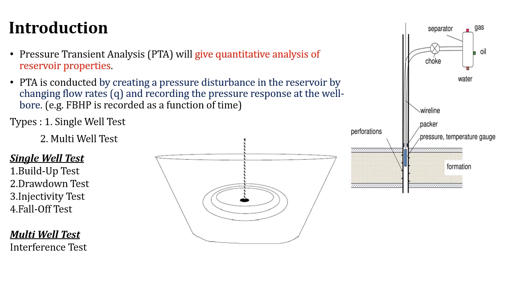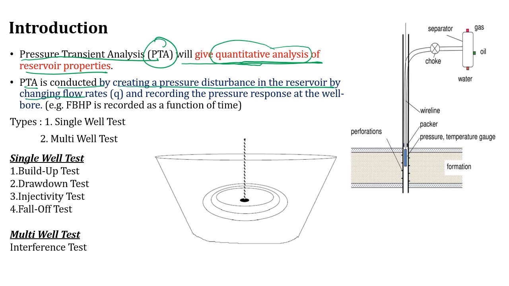Coming to the introduction of well testing, pressure transient analysis, or commonly termed as PTA, will give quantitative analysis of reservoir properties. Okay, over here this term is very important. Quantitatively, it will give us the reservoir properties. PTA is conducted by creating a pressure disturbance in the reservoir by changing the flow rate, and recording the pressure response at the wellbore.